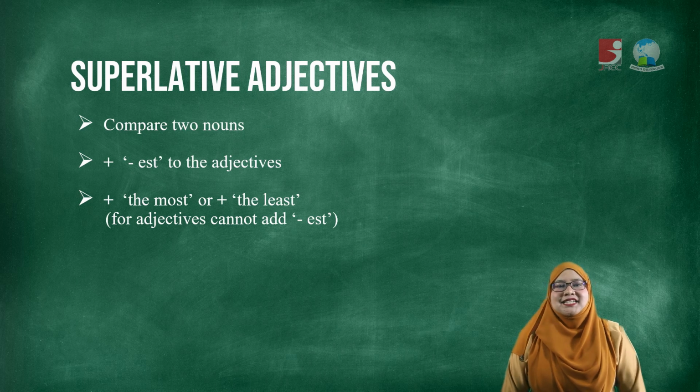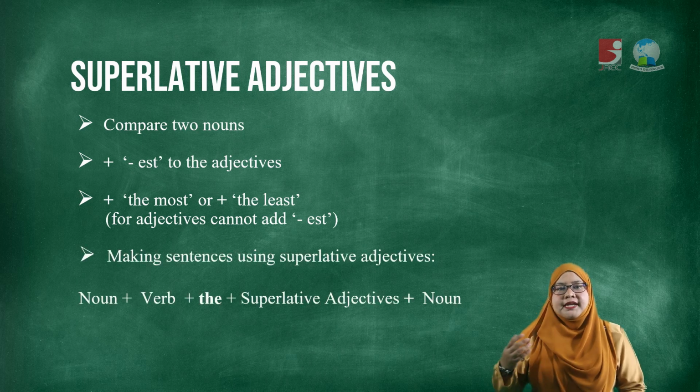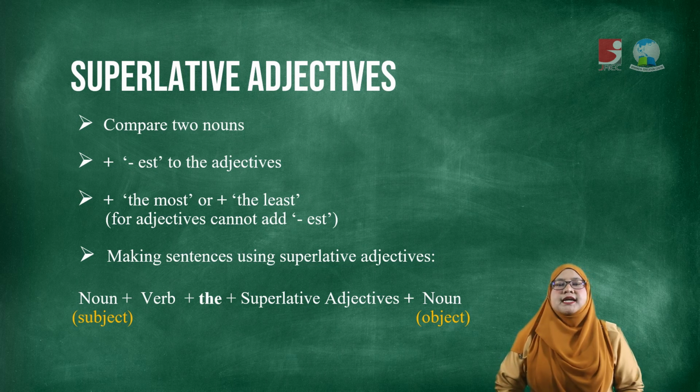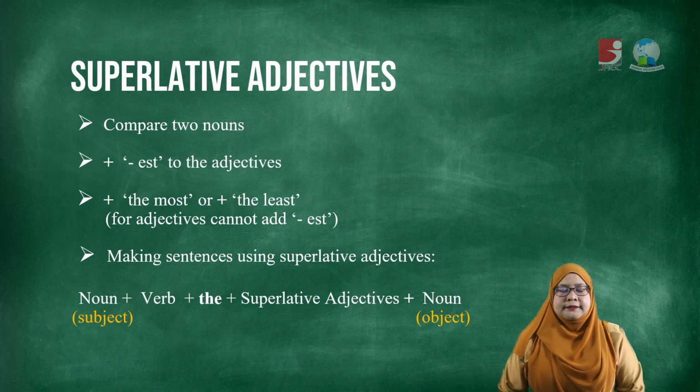Next, let's learn to make sentences using superlative adjective. Noun, followed by their verbs, we must add the, then followed by the superlative adjective, and lastly, we need to mention about the object or the noun in the sentence.